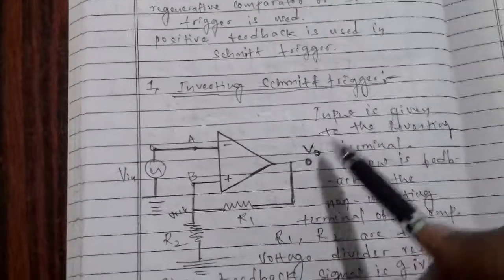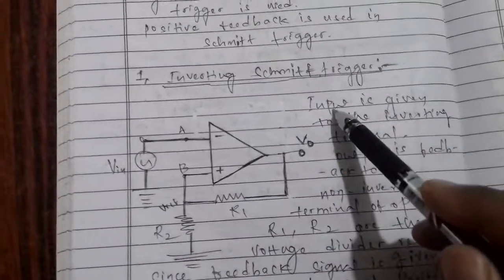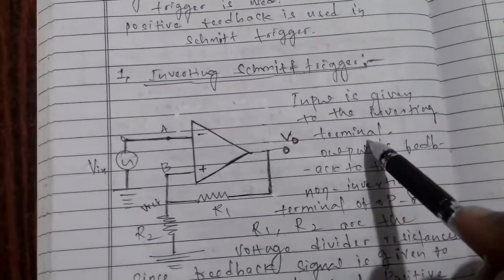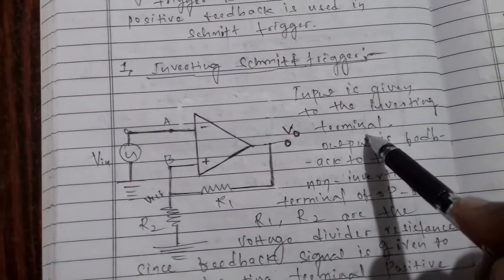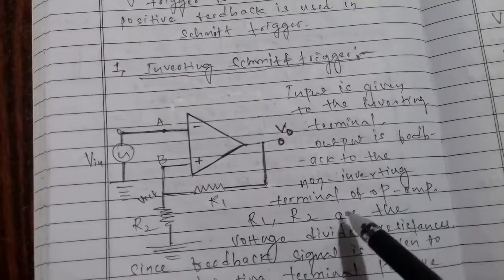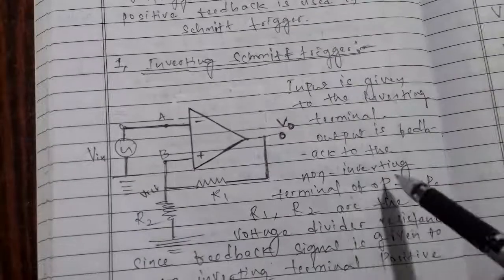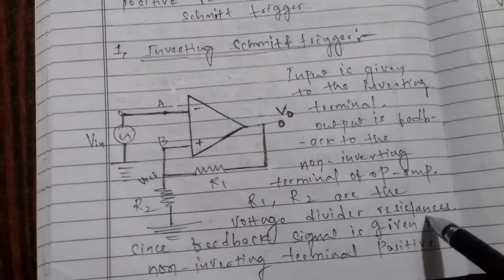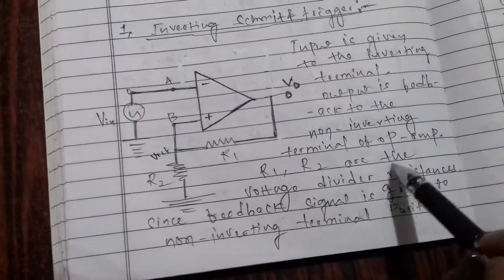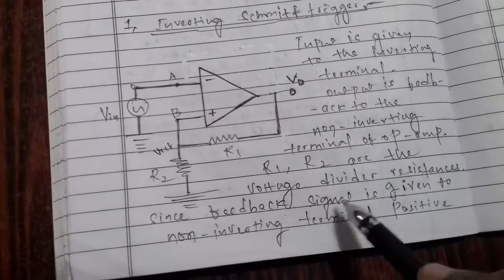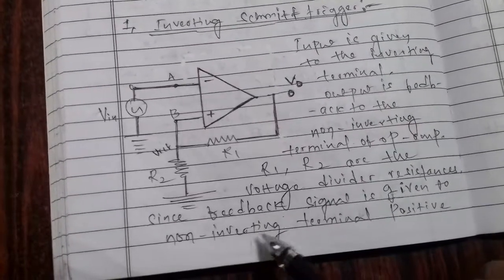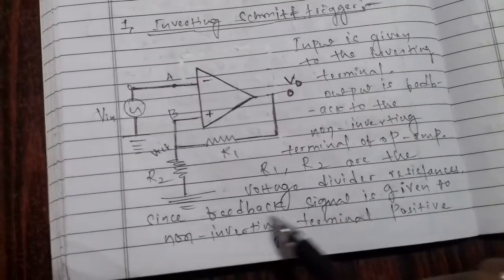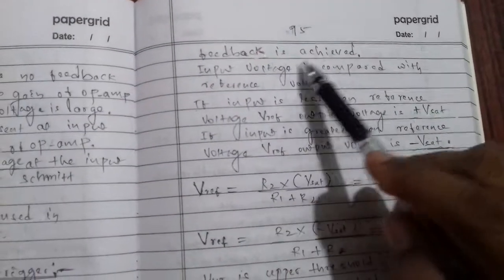Inverting Schmitt trigger. Input is given to the inverting terminal. Output is fed back to the non-inverting terminal of the op amp. R1, R2 are the voltage divider resistances. Since feedback signal is given to the non-inverting terminal, positive feedback is achieved.